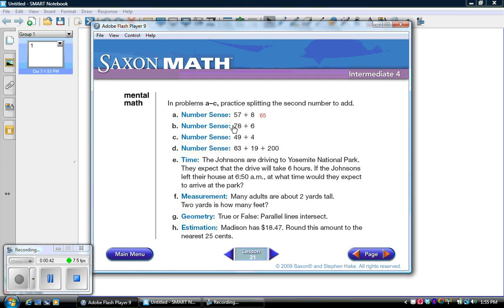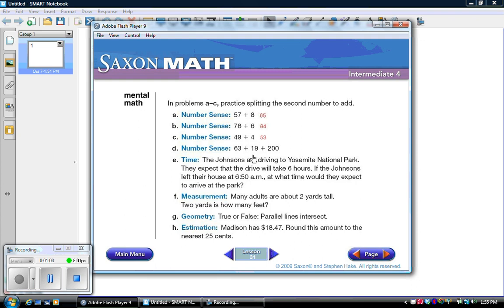Now, on this one, think about what the 78 needs to become 80. Take that from the 6, and keep in mind what you're leaving behind. And now you have 84. Think about what the 49 needs to become 50. And what will be left over, and so your answer is, all right.